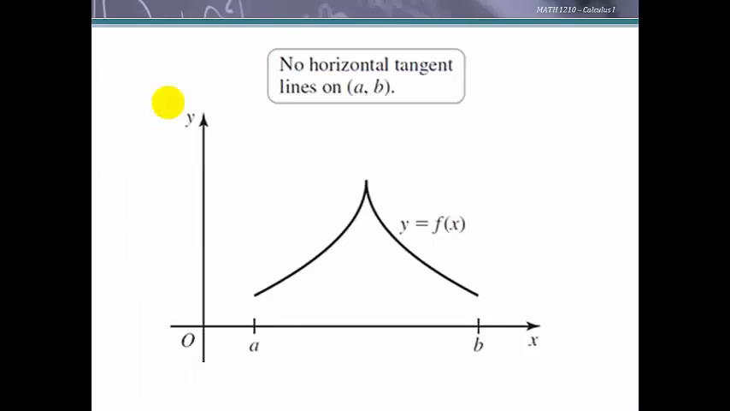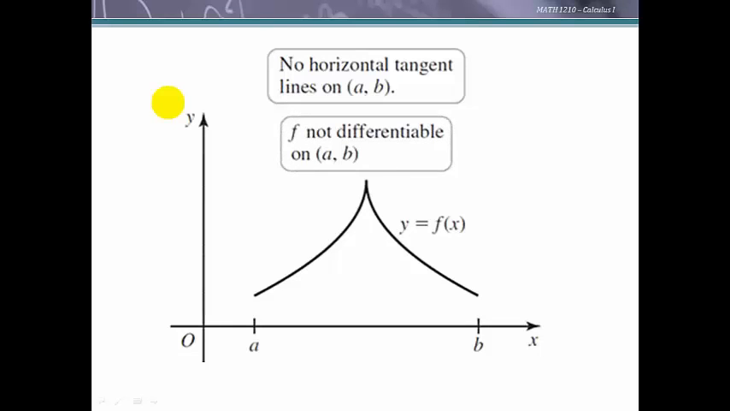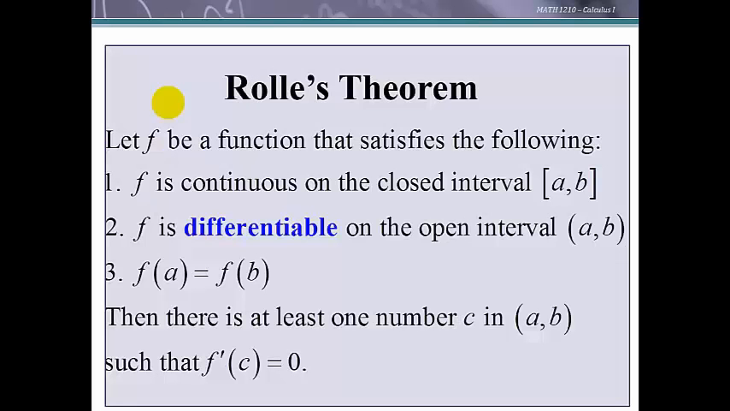Okay, let's look at this one. We've got a continuous function on the closed interval from a to b, but there's no horizontal tangent again, and we do not have it differentiable. And so that's an important condition as well. Number 2, it has to have that requirement of differentiable to guarantee that there's at least one number c where the derivative at c equals 0.